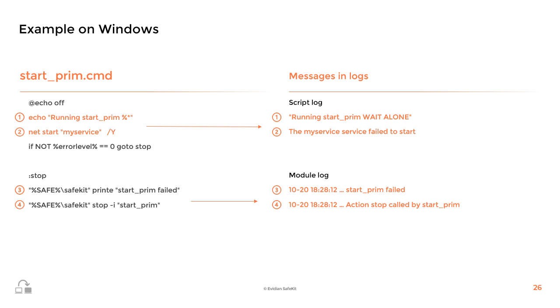Let's now explain how to log messages from a restart script, either in the script log or in the module log. As shown in points 1 and 2 on the slide, all output messages of start prim go into the script log. Thus, for debugging purposes, you can write specific messages in the script log just with the echo command. More generally, you will find the outputs of service startups and stops in the script log, along with any potential error messages that can help with debugging. As shown in point 3 on the slide, by using the safekit command, you can log a message in the module log. As shown in point 4, when executing a command like the stop one with the -i start prim option, you will have a stop message in the log, indicating that the stop action was initiated by start prim.